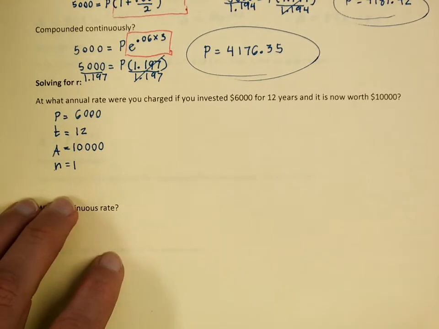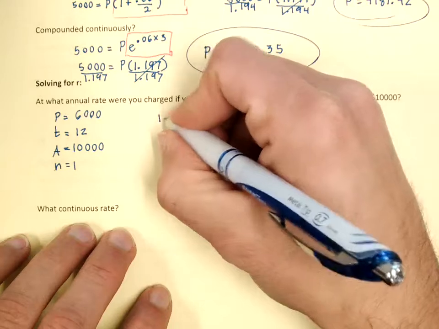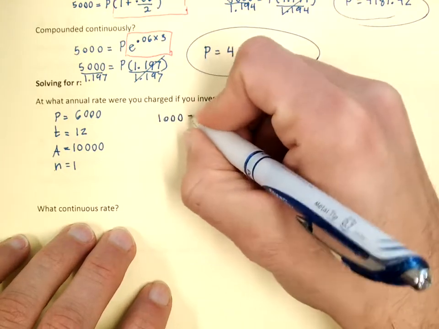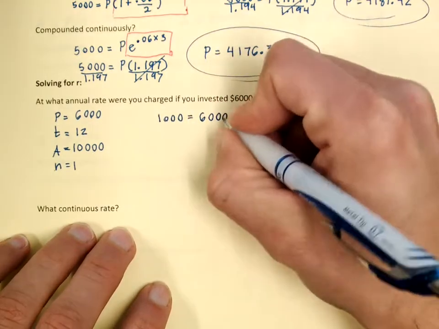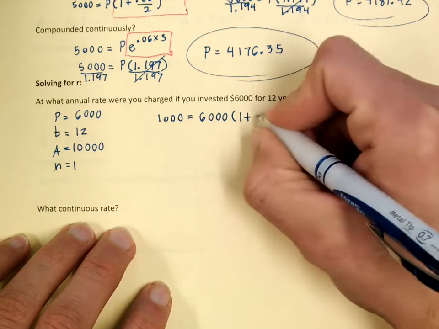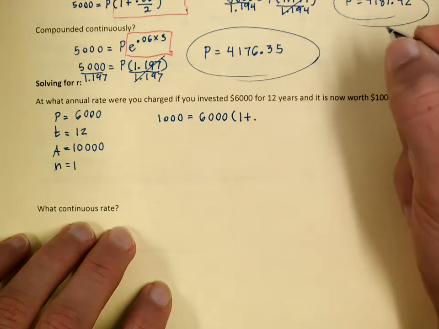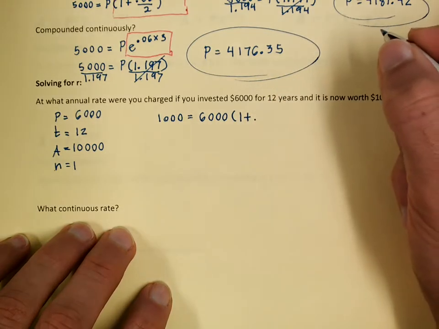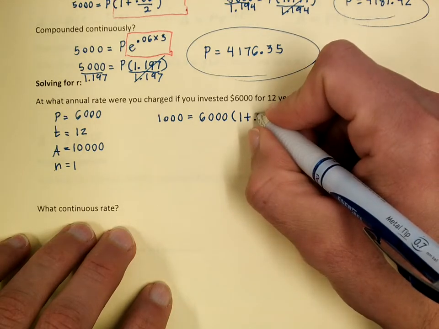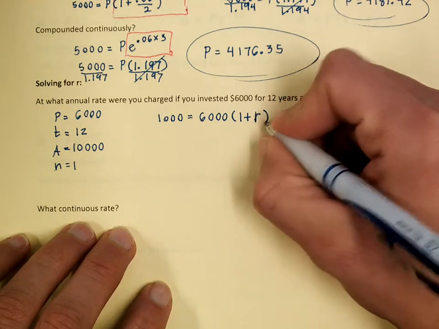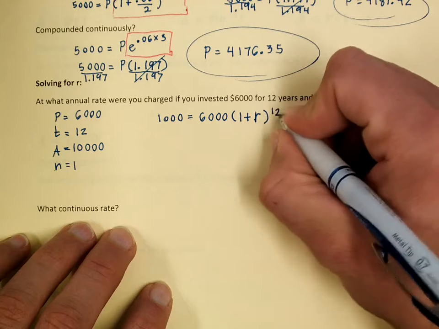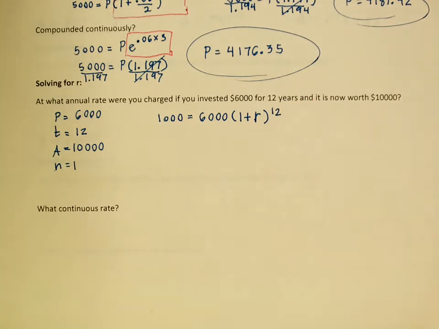So now we want to end up with 10,000. I started with 6,000, and then we have 1 plus the rate, which is, what is the rate? Oh, that's what I'm looking for. Well, how convenient. Alright, so we have 1 plus R to the power of 12. Okay, and if you want to plug in 1 for N, that's fine. It gives you the same thing. Alright, so now this one I'm trying to solve for R.